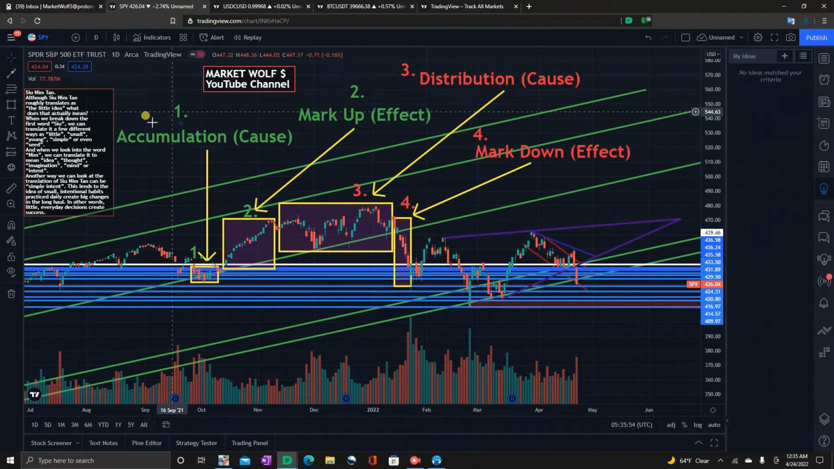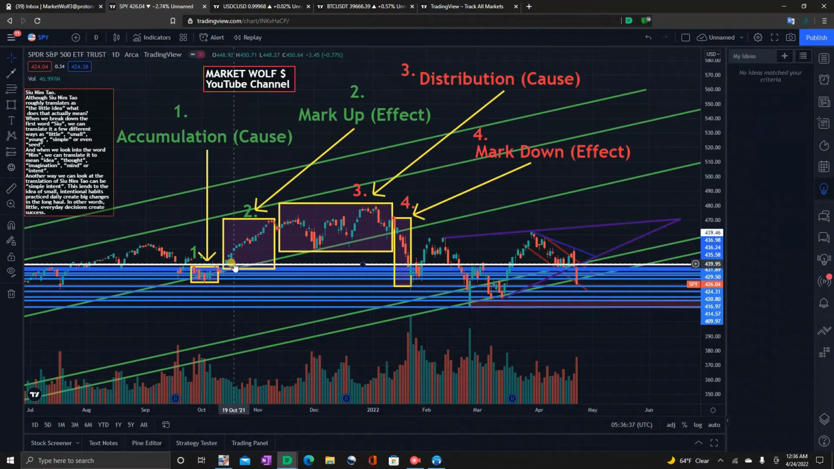So, accumulation, cause. This is the cause. This is contraction. Remember, the market expands and it contracts. Here is where your institutional money is buying, right? That's institutions. Then we have expansion. That expansion is number 2. That's the markup. That's the effect. The cause, when you have a lot of buying in an accumulation phase, that leads to the stock becoming more valuable. And we have the markup effect.